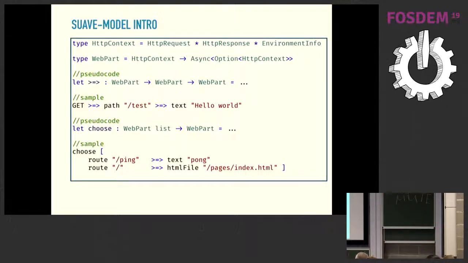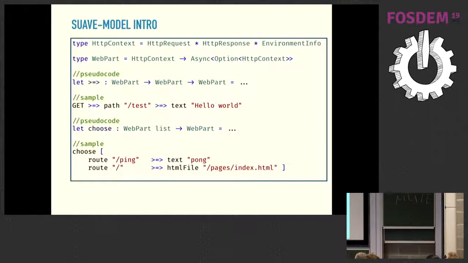So that's one function, really important. The second really important function is the choose function. It takes a list of web parts and combines them together. What it does is execute web parts one by one until the moment it actually finds a web part that is fully successful, so it goes to the end. So if a request is coming here, it goes to this first web part, and it checks if it's ping. If it's not ping, then this whole operation returns nothing. It goes to the second, and so on. This is just a simple example. If it is ping, it goes here. This just returns the response to the user.